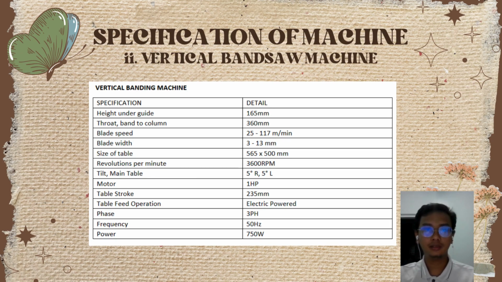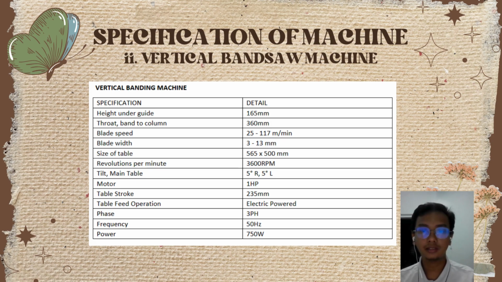Okay, this is the specification of the vertical bandsaw machine. The height under guide is 165 millimeters. The distance from blade to column is 360 millimeters. Blade speed is 25 to 170 meters per minute. Blade width is 3 to 13 millimeters.